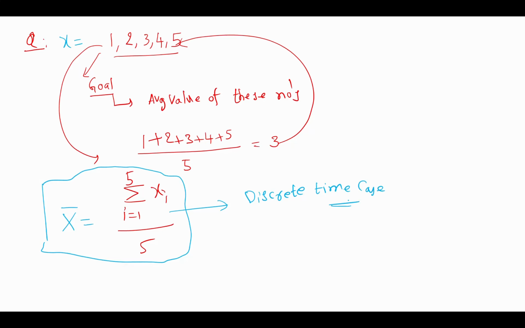Now one can ask a question here: what is discrete time? Let us go to the next slide. Discrete time, we generally call it DTS. The name itself tells the definition. A signal whose time is discretized, we call such signals discrete time signals.